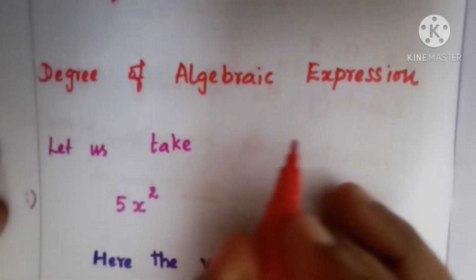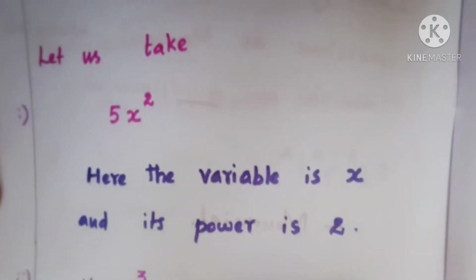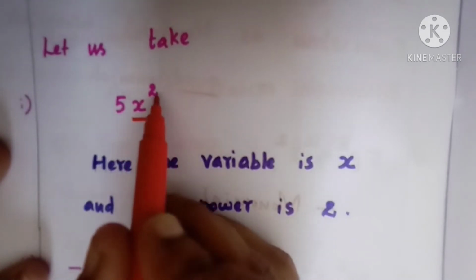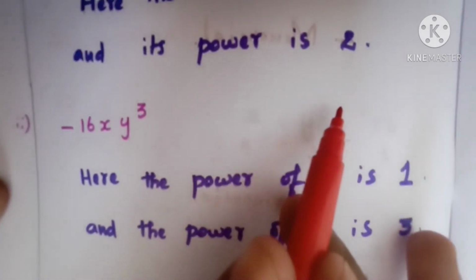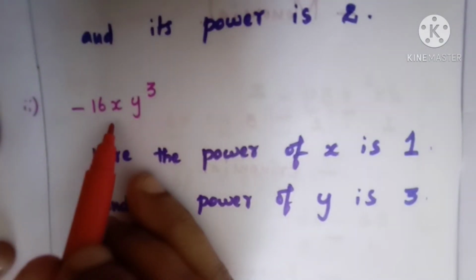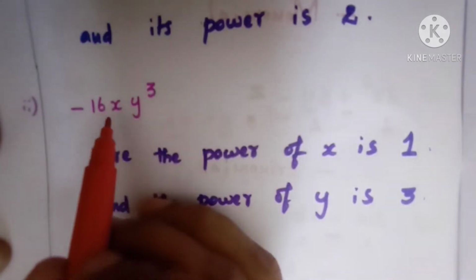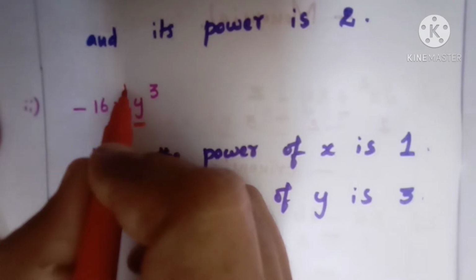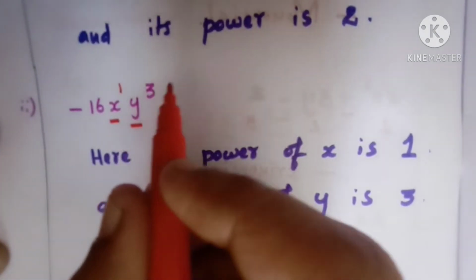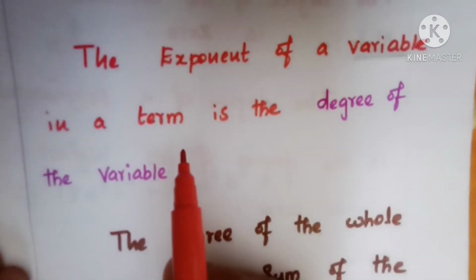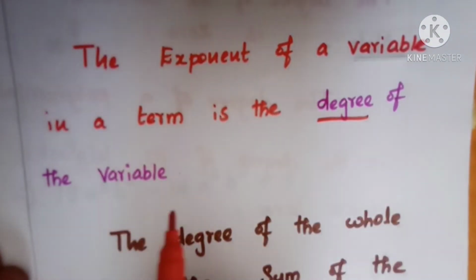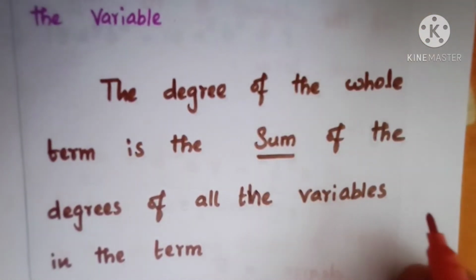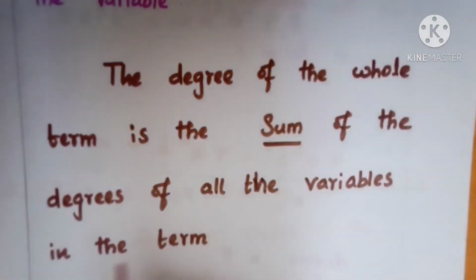And degree of algebraic expression. Let us take 5x power 2. Here the variable is x and the power is 2. And the second one minus 16x y power cube. Here x and y are the variables and x has the power 1 and y has the power 3. The power of a variable in a term is the degree of the variable. The degree of the whole term is the sum of the degrees of all the variables in the term.